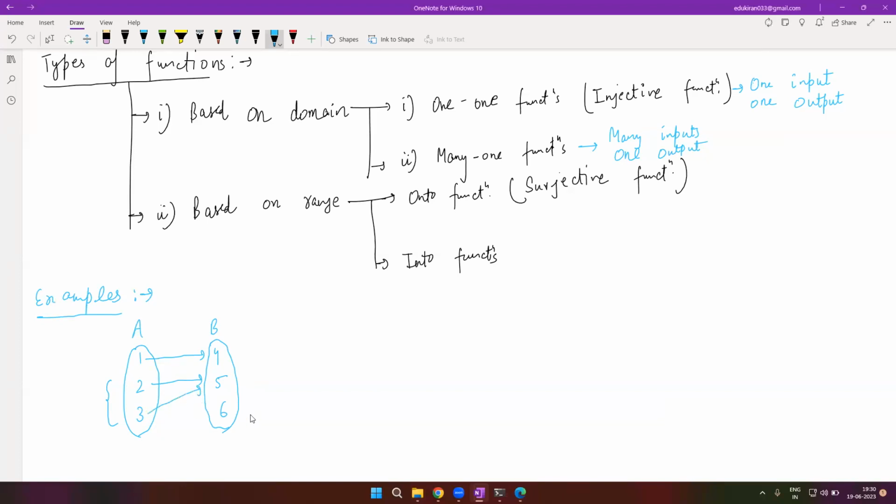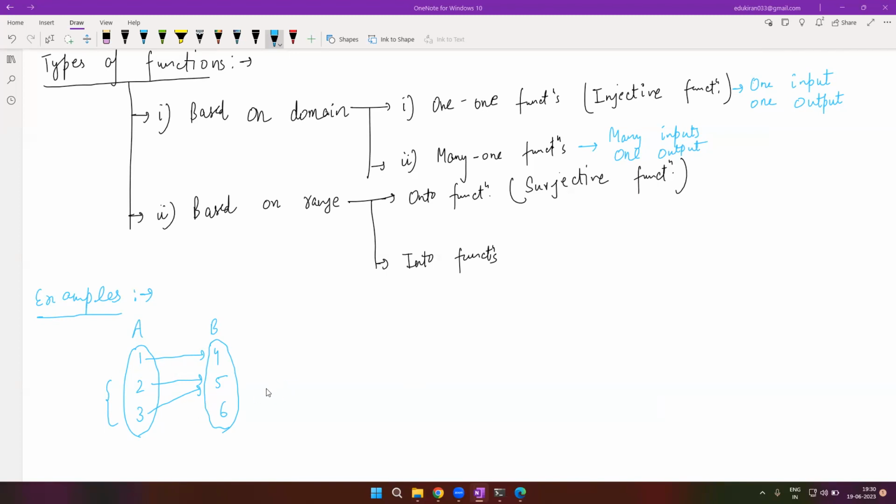Okay, tell me this, is this a many-one or one-one function? Now this is a function, right? Because every input has an output. Correct, Tharif. Good. Is this a one-one or many-one function? This is a many-one function, right? Because there are two inputs which are giving us the same output 5. 2 and 3 both have the same output 5.